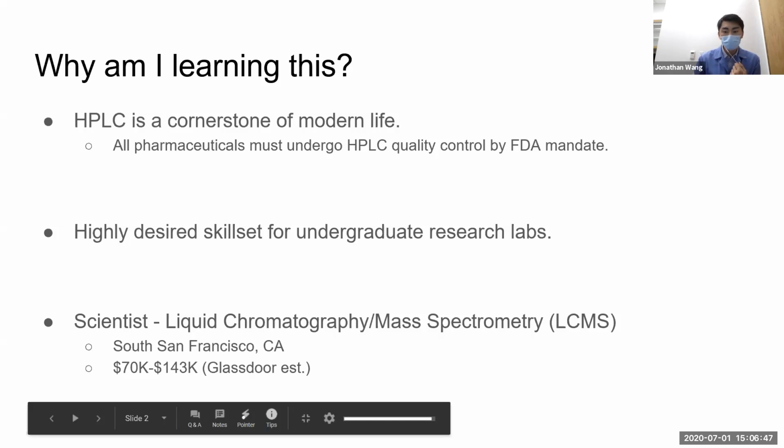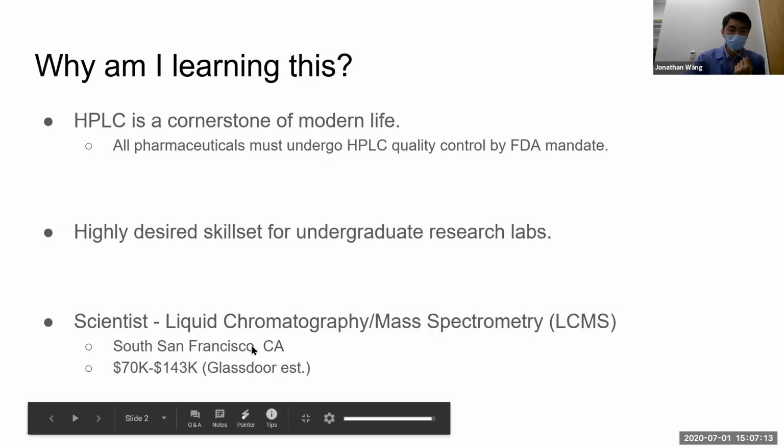More related to you Shine students, this is a very highly desired skill set for undergrad research labs, especially for chemistry, biology, and environmental engineering, if you're interested in those. Finally, longer down the road, you can actually make this one of your professions if you want. There are highly lucrative engineering positions for liquid chromatography specialists.